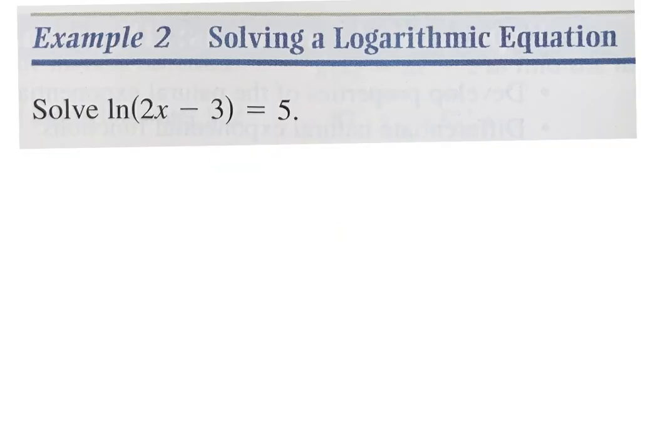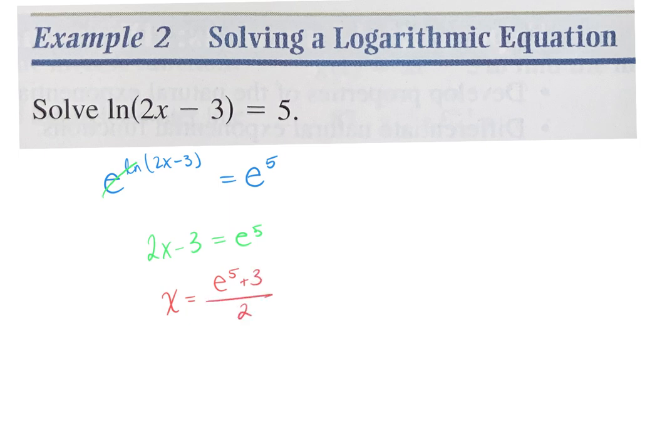Example 2, natural log I need to get rid of. Well, just do a base e for both sides. So on the left-hand side, I have e to the natural log of 2x minus 3, and on the right-hand side, I have e to the 5th. On the left, the e's and the natural logs cancel. I have 2x minus 3 equals e to the 5th. If I need to solve for x, add 3, divided by 2. x is going to be e to the 5th plus 3, divided by 2, which is approximately 75.707.